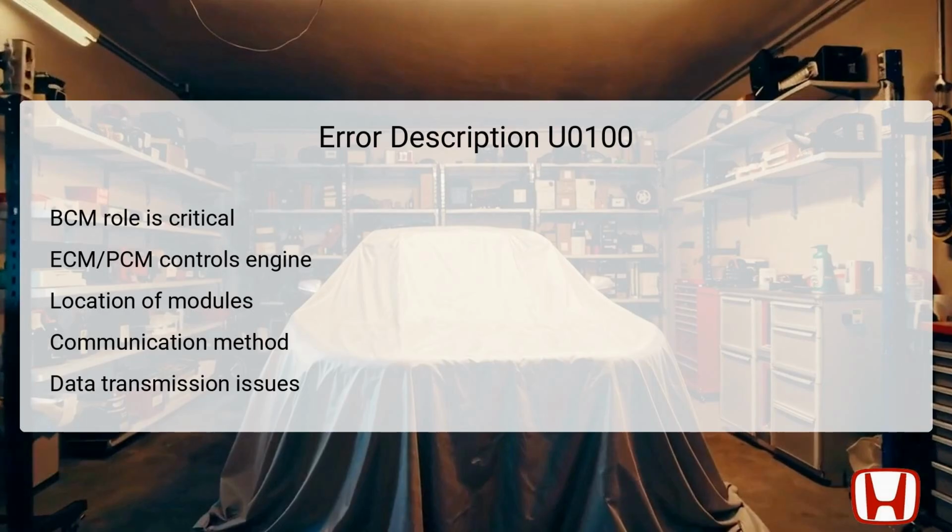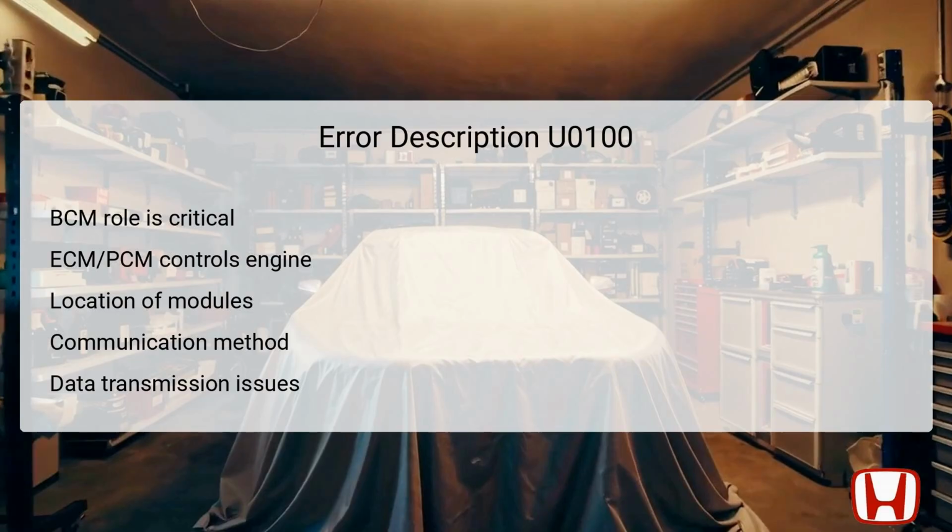The U0100 error code signifies that the body control module, BCM, has lost communication with the engine control module, ECM, or the powertrain control module, PCM. The BCM is integral to the vehicle's functionality, managing various electronic systems, while the ECM/PCM is responsible for controlling the engine and transmission operation. The modules are typically located within the vehicle's dashboard or engine compartment, facilitating interaction with other electronic systems via the controller area network, CAN.